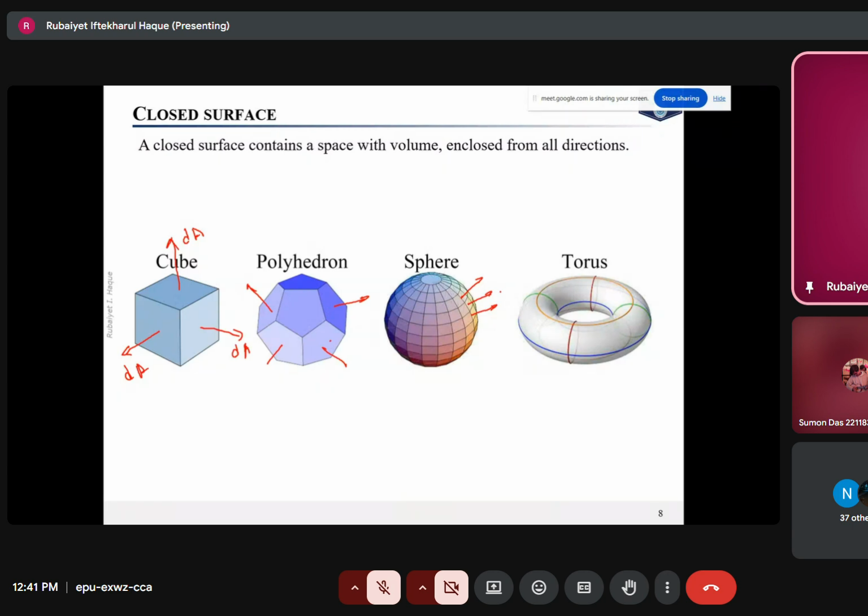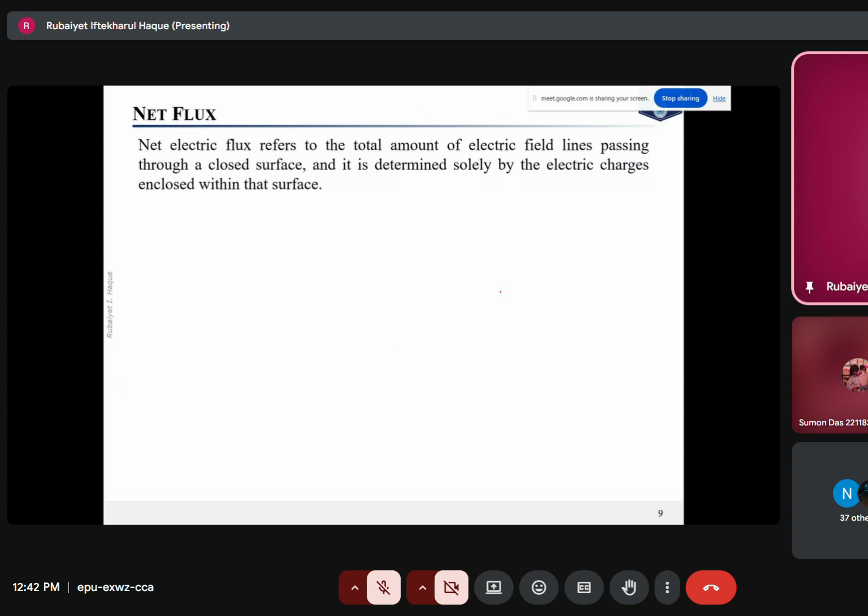Now focus on the last topic of today, which is the net flux. Net flux refers to the total amount of electric field lines passing through a closed surface, and is determined solely by the charge enclosed by this surface. That means if you have multiple charges enclosed by the Gauss surface, you consider the total net charge.